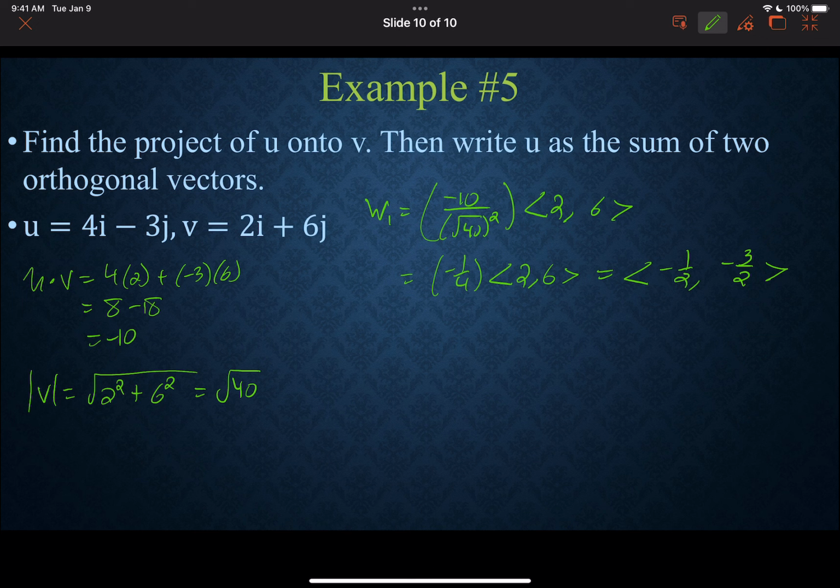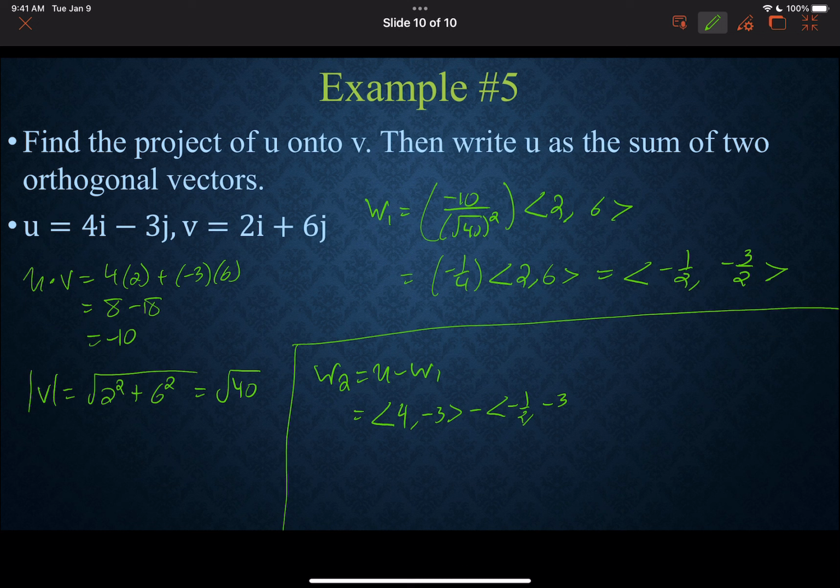All right, so then we need to find our W2 to then be able to write u as the components W1 and W2. So W2, again, is u minus W1. So it'd be 4, negative 3 minus negative 1/2 comma negative 3/2. Again, I typically like writing component forms, I just find it easier, rather than the i's and j's. You can write whatever format you want. It's not ultimately going to matter.